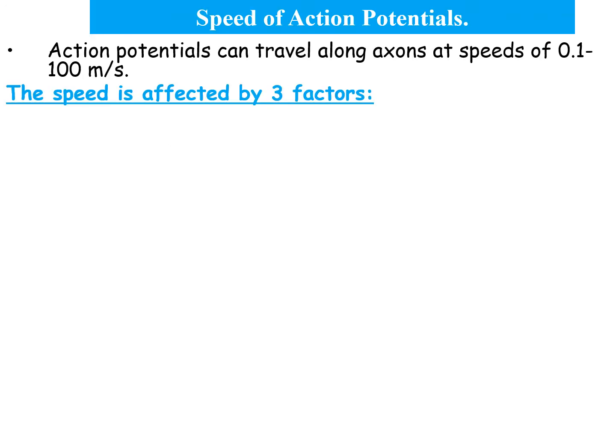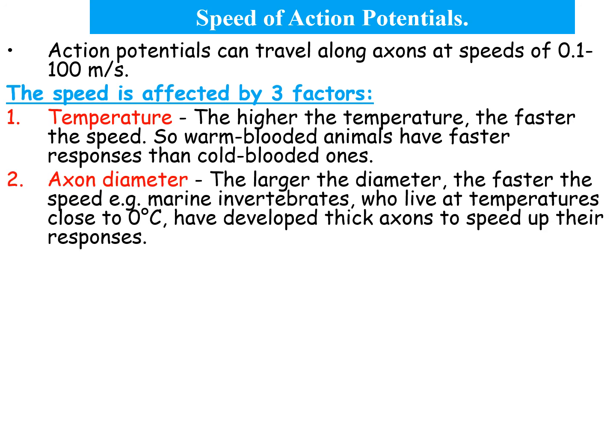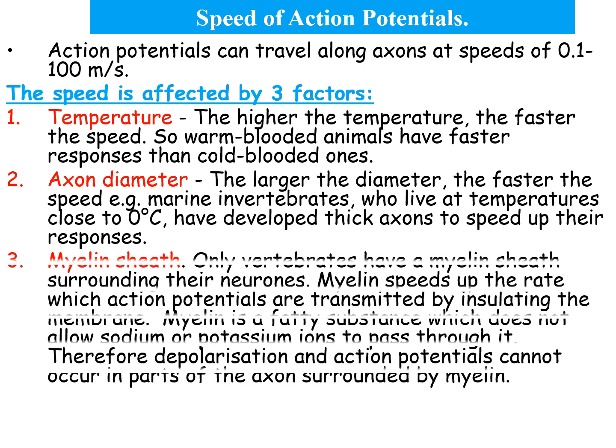So the action potential of a neuron is basically affected by 3 things. The temperature, the higher the temperature, the faster the speed, so warm-blooded animals will have higher responses than cold-blooded ones. The axon diameter, so it's a bit like resistance in physics. The larger the diameter, the more sodium ions are able to diffuse through it in one go, and therefore the faster the speed. And some marine invertebrates that live at very low temperatures have developed thick axons to speed up the relative speed of their impulses. And the last one, the myelin sheath.